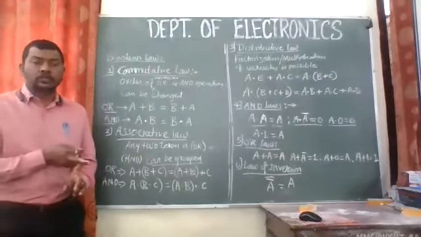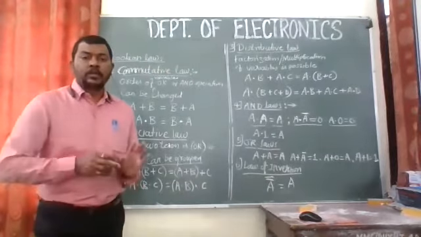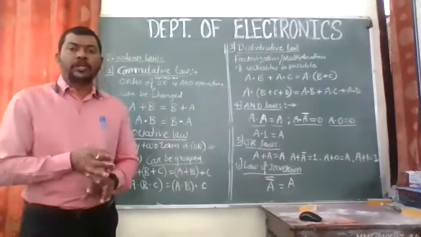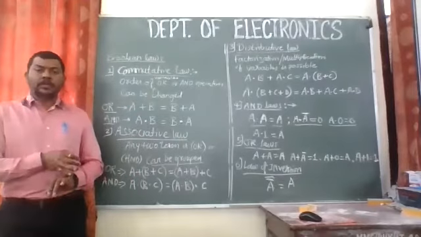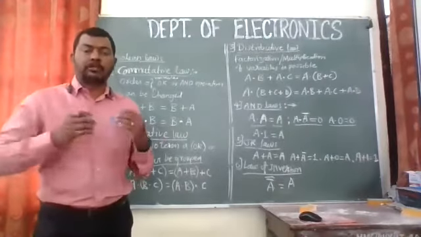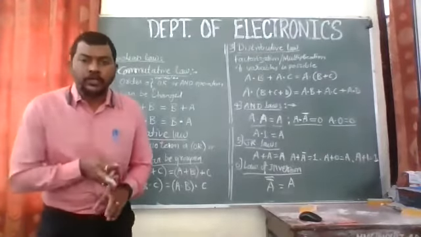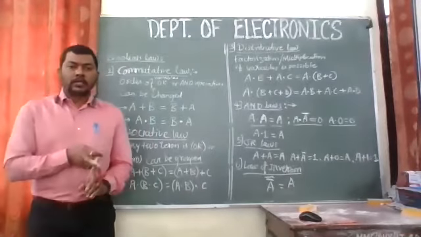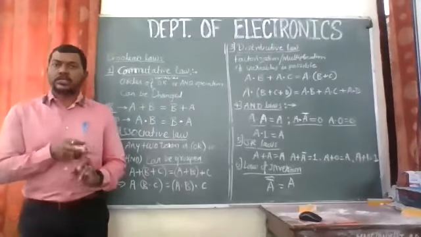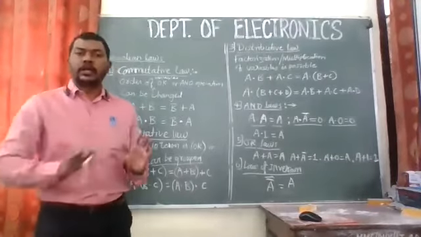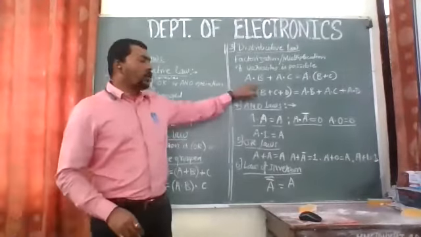The third law is the distributive law. The distributive law states that factorization and multiplication of variables is possible. I'm repeating it for you again: factorization and multiplication of variables is possible.